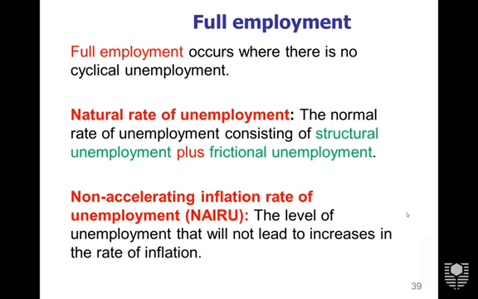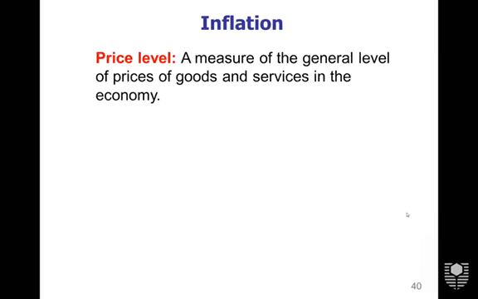Full employment occurs even when there is no cyclical unemployment. The reason is there is a concept known as the natural rate of unemployment. That means this is natural to any economy. This would naturally happen. So the normal rate of unemployment consists of structural plus frictional unemployment. So at the full employment level, even at that point, there would be some structural and some frictional unemployment. This concept is also known as the non-accelerating inflation rate of unemployment. That means that level of unemployment that will not lead to any increase in the rate of inflation.